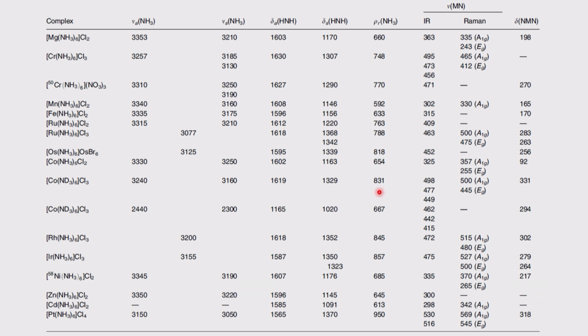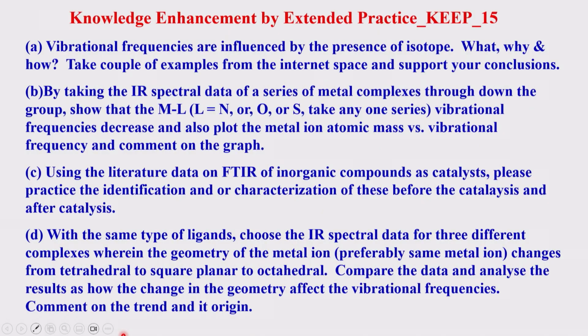A lot of such data can be obtained from the Nakamoto book also, or from other papers, and you can compare by changing the metal ion, by changing the anionic part, by changing the binding group, whether it's nitrogen or oxygen. All of these make the comparisons. I would like to tell you that it's a very important thing.